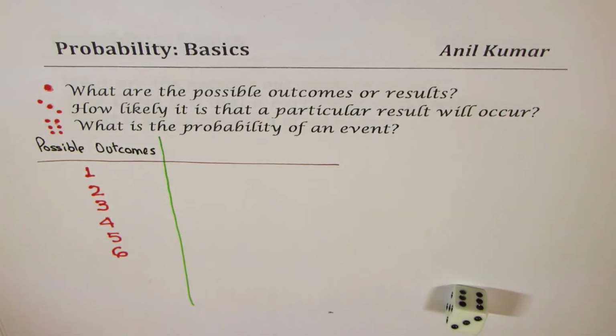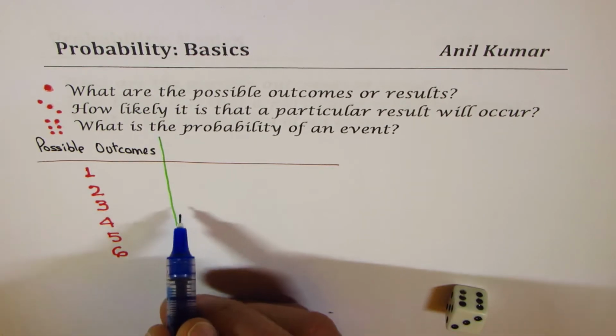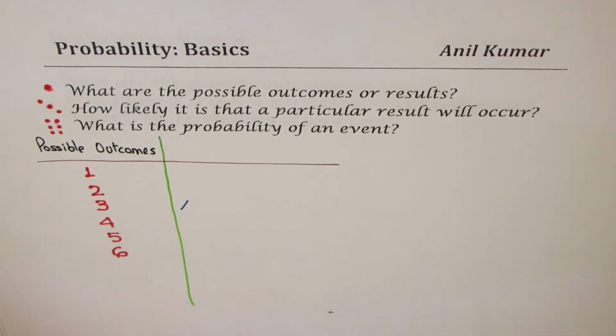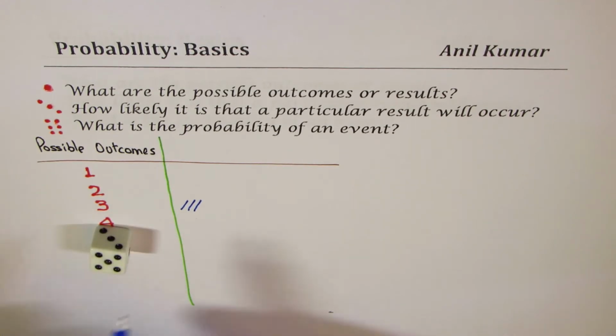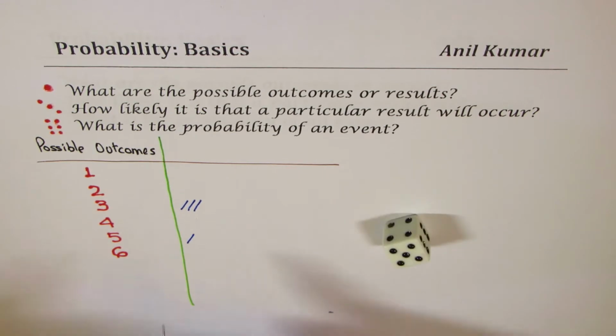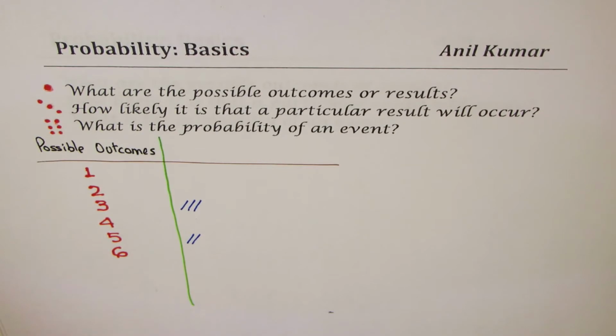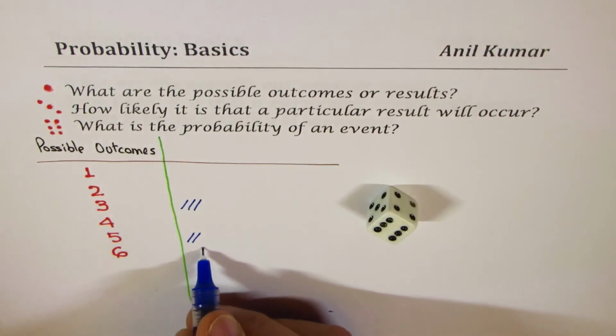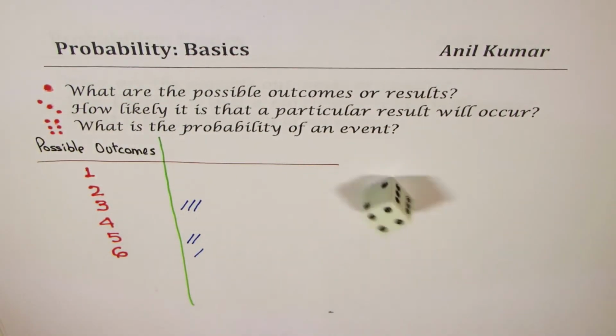If I throw it and if I get 3, so in 3 I'll draw one line. So I got 3 once. Next time again 3. Okay, so another line for 3 and then again 3. So third time we got 3 again. So at times you may get such a result, right? This time we got 5. So I'll put a line for 5. And now it is again 5. Another line. And this time let's see what we get. It is 6. So here it is for 6.